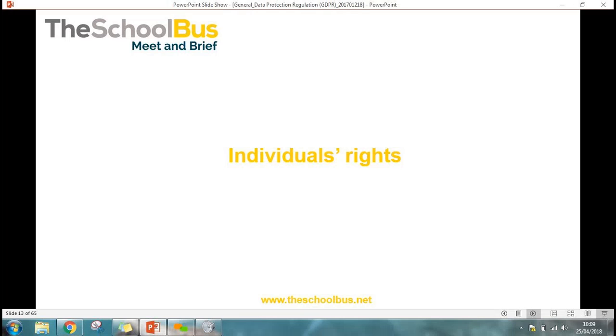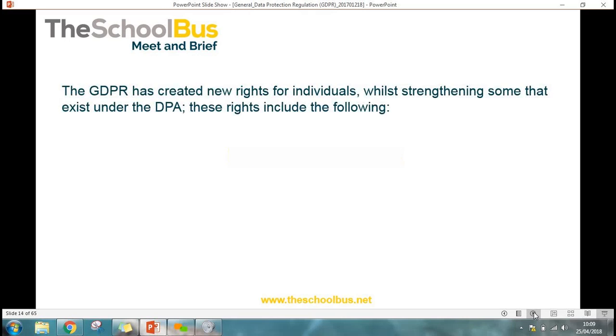So here we're going to talk about the individual's rights. So these are about the rights of the individuals under the GDPR. So the GDPR has created new rights for individuals, which obviously some do exist already, but these are just strengthening what they already have.